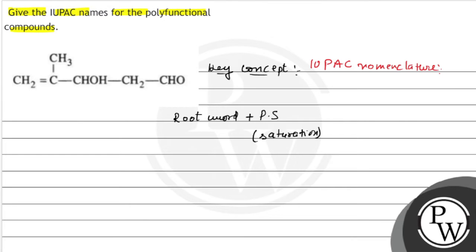So if we number this compound, because aldehyde is the most priority group here, let's say after the primary suffix we add the secondary suffix, and before the root word we add the primary prefix, and before the primary prefix we add the secondary prefix. So the root word is the number of carbon in the chain. Now the primary suffix is saturation, and the secondary suffix are the functional groups.